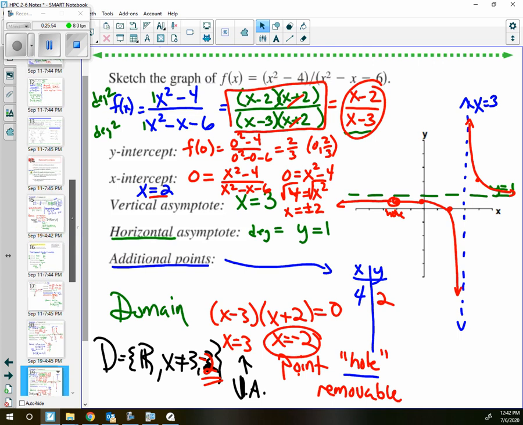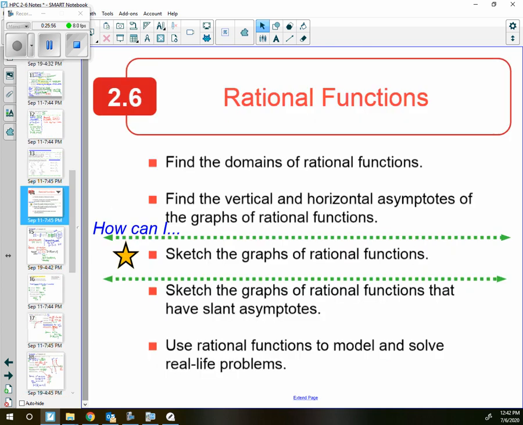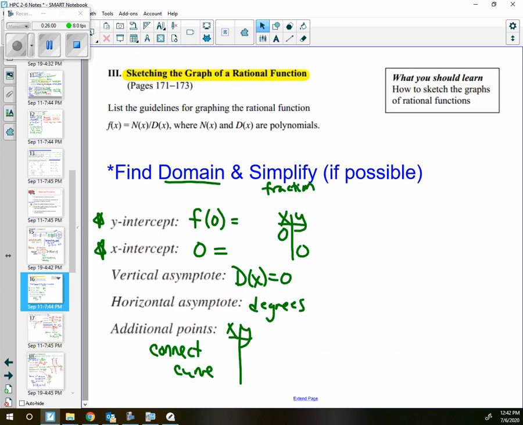All right, so let's go back to our essential question for today. How can I sketch the graph of a rational function? Well, it goes back to listing all of those critical features: y-intercept, x-intercept, the vertical and horizontal asymptotes, and getting enough additional points so you can see what's happening in between. But don't ever forget about your domain. Always start with that, and simplify the fraction first so you know what are asymptotes and what are just going to be holes.